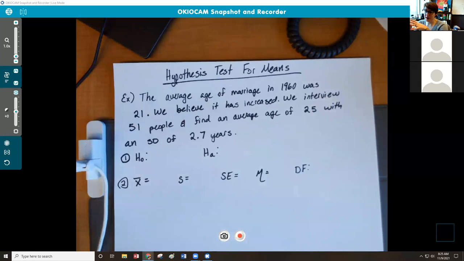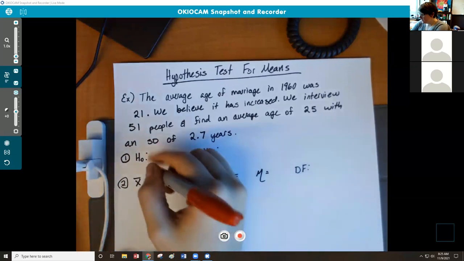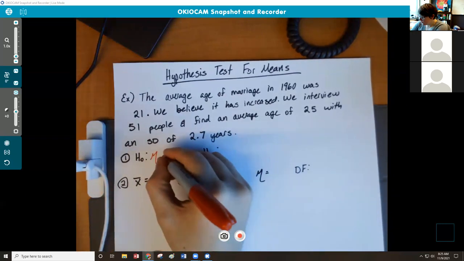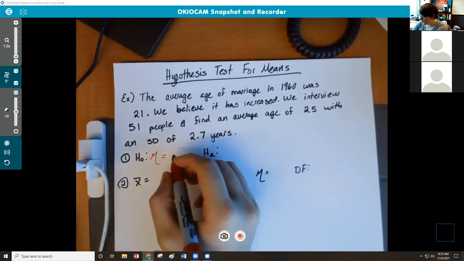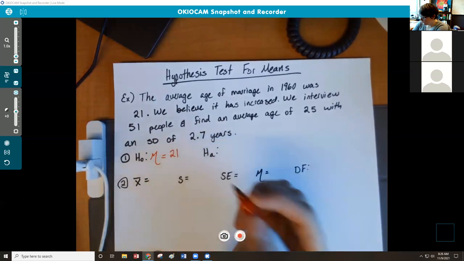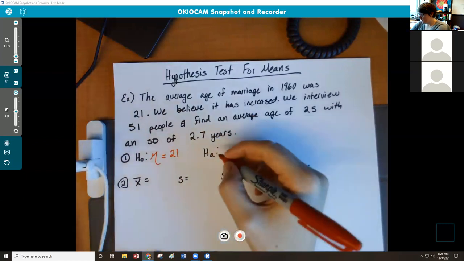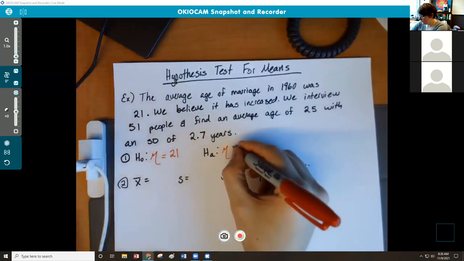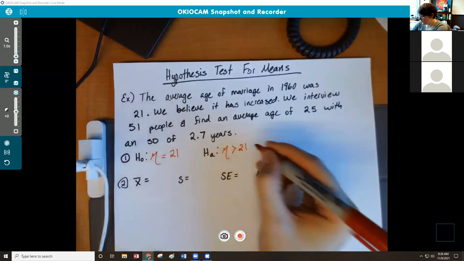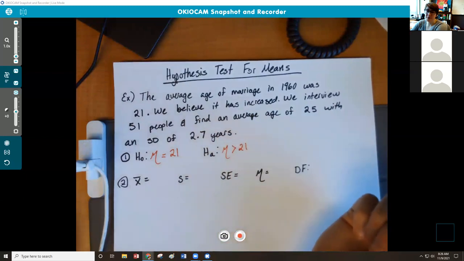All right, so we always say that the null hypothesis is that whatever parameter we're looking at hasn't changed. So in this case, we assume that the average of our population is still 21. Now, our alternative hypothesis is that that has increased. So our alternative hypothesis is that mu is greater than 21.